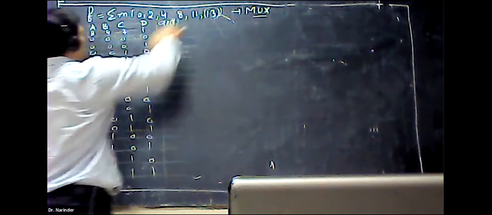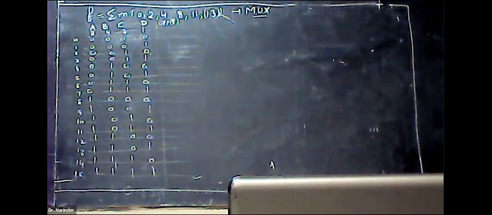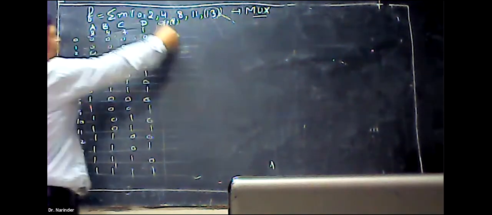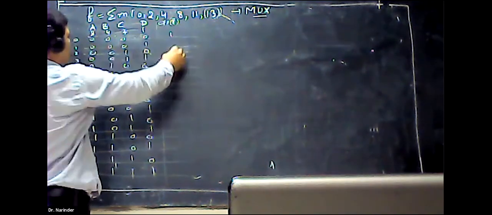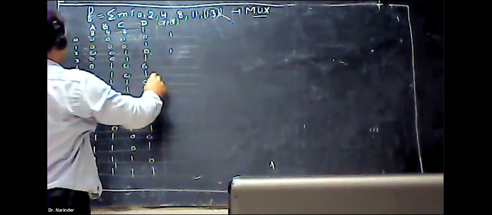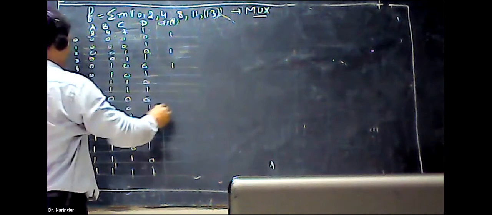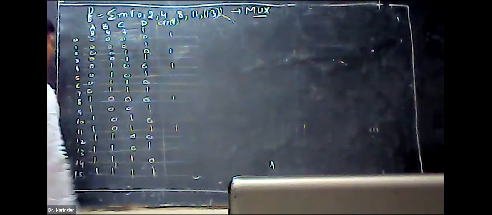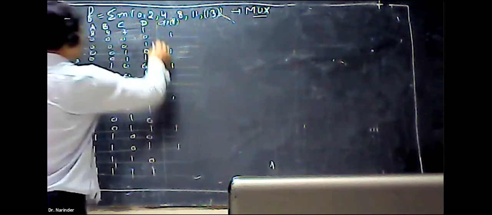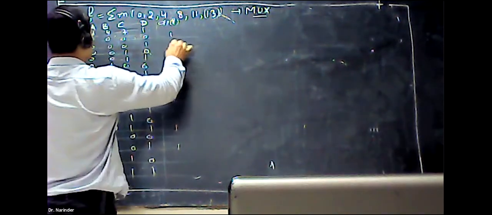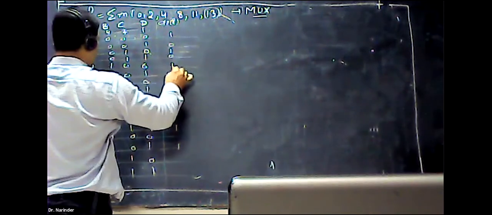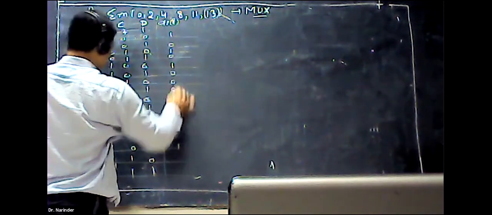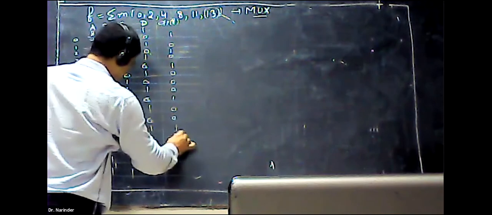F. I repeat, understand it very carefully. At 0, write 1. At 2, write 1. At 4, write 1. At 8, write 1. At 11, write 1. At 13, write 1. In the rest, you have to insert zeros.